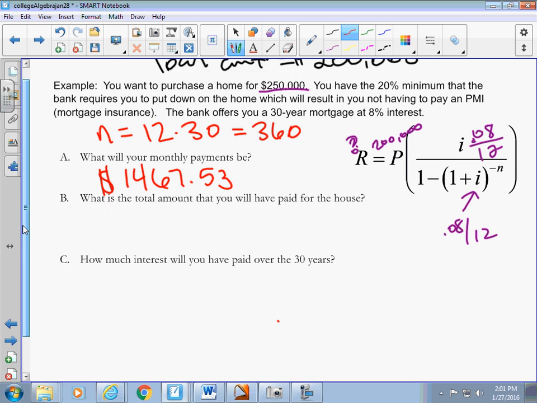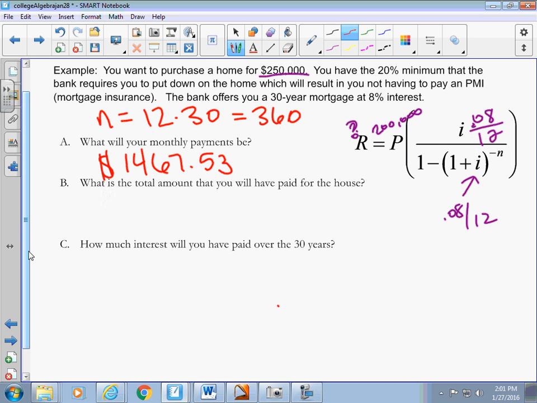You would have a few additional costs in there to your house payment. You'd have insurance and other things that go in. So it'd actually be a little higher than that, but that would be the payment that's actually going towards your house. The next question is, what is the total amount that I actually paid for the house?